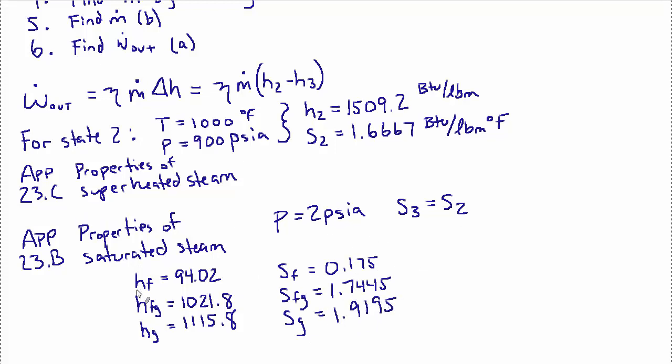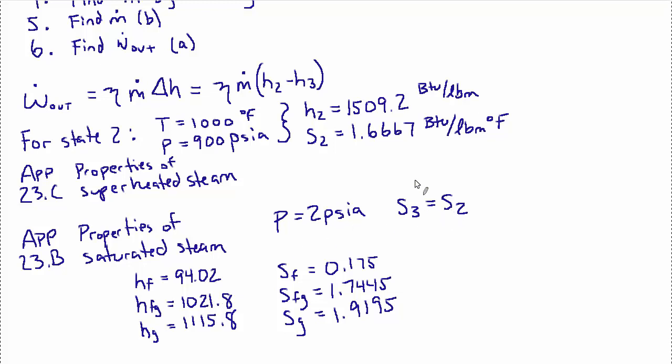So there's 3 values for each. The subscript F means it's a quality of 0, or it's 100% liquid. H sub G means that that's the enthalpy for a gas, so it's 100% vapor. Same for the entropies. And then H sub FG is the difference between the two. So these are the numbers that we can use to interpolate.